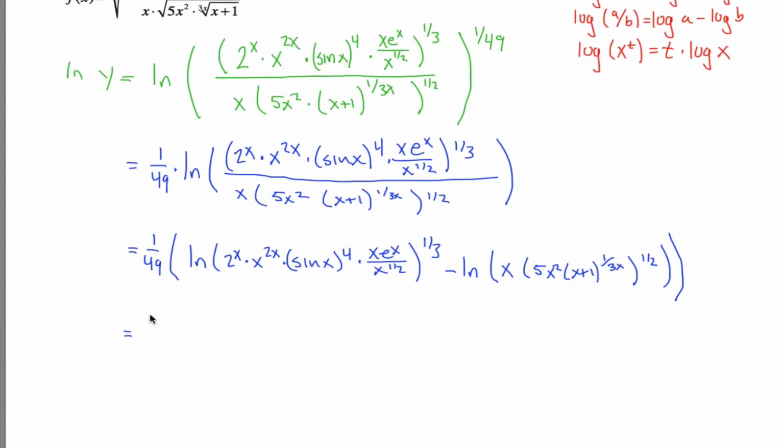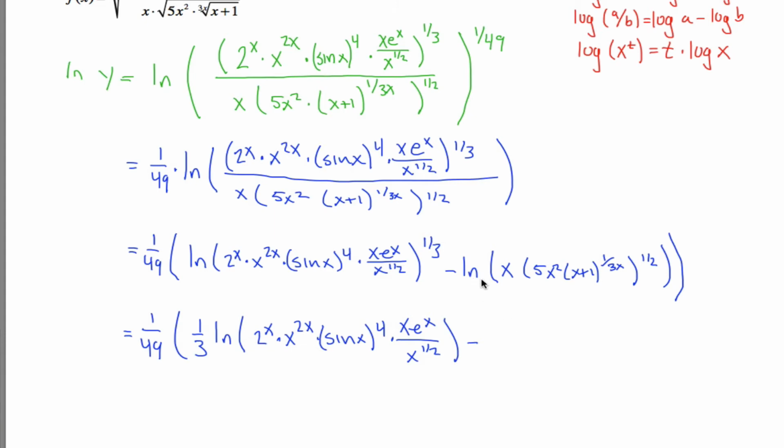Fortunately, this one simplifies a lot in this next step. Well, I guess I should do one more step. I got some exponents here. I got a bunch of stuff raised up to the 1/3 power, right? So I have 1/49 times 1/3 natural log of all this stuff, 2 to the x times x to the 2x times sine of x to the 4th times x e to the x over x to the 1/2. 1/3 times the natural log of all that stuff minus the natural log of x times some stuff.